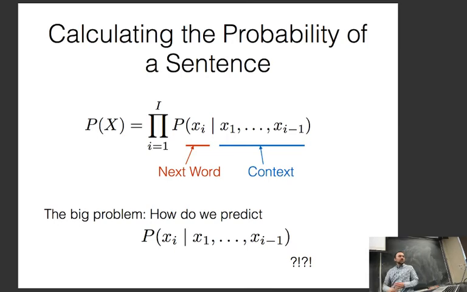So if we can do this, we can judge how grammatical a sentence is. We can use this in machine translation, speech recognition, whatever other application that you would want to do. It's also pretty useful as a task on its own, so a lot of people are interested in it because it's a very direct way to tell whether you're able to model language or not. So then the big problem becomes: how do we predict the probability of the next word?